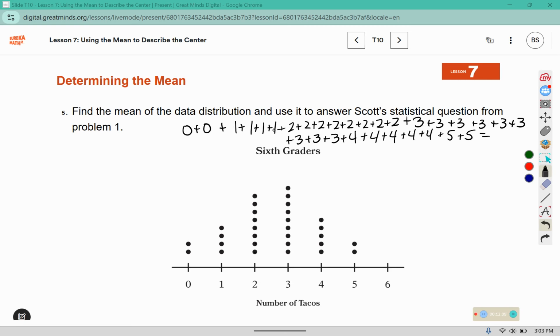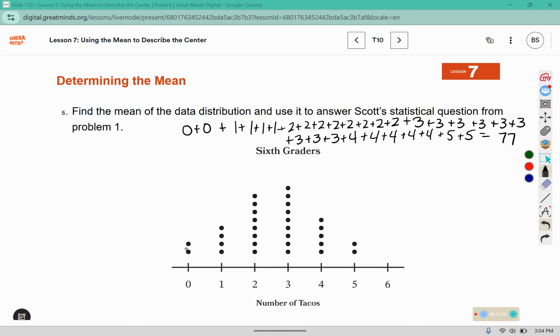1, 2, 3, 4, 5, 6, 7, 8, 9, 10, 11, 12, 13, 14, 16, 18, 20, 23, 26, 29, 32, 35, 38, 41, 44, 47, 51, 55, 59, 63, 67, plus 10 is 77 tacos.